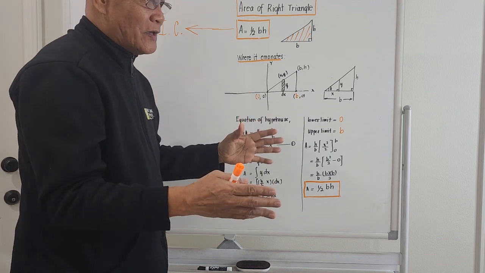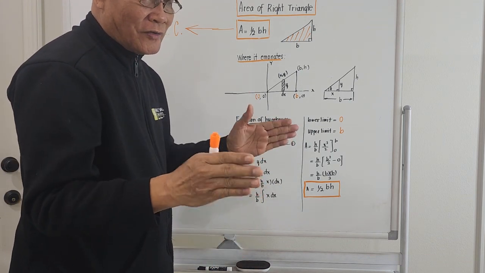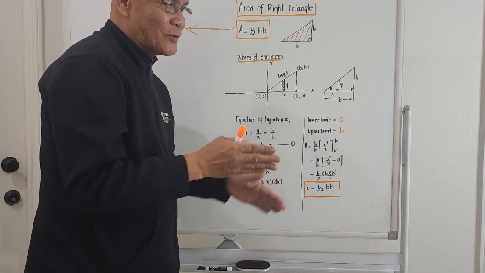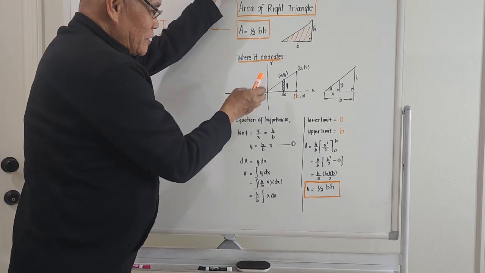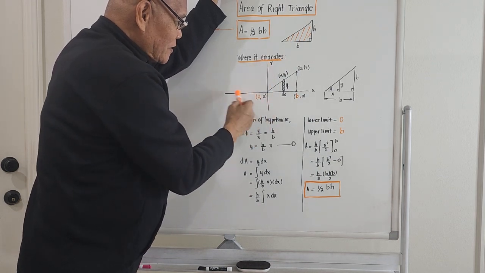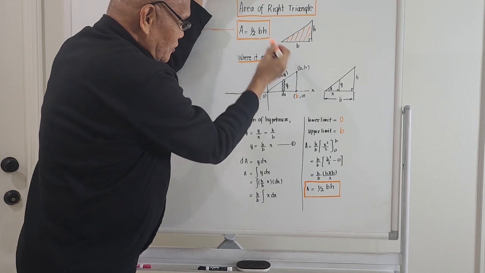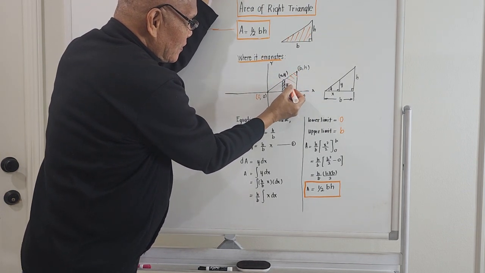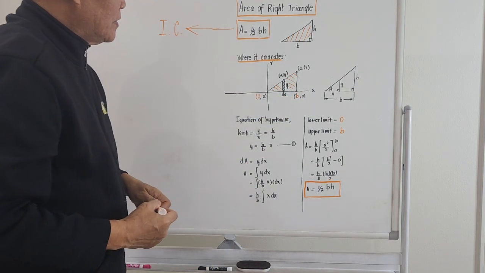So I will now be deriving this by integral calculus. I will make it as simple as possible so it will not be boring. If we try to draw the right triangle on the Cartesian coordinate system, this should be the y-axis, x-axis. This is the right triangle, the one in orange.